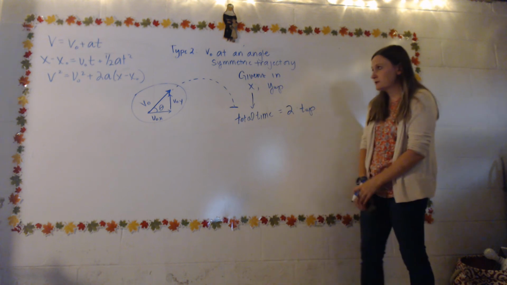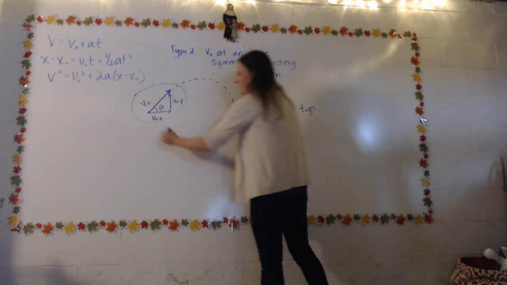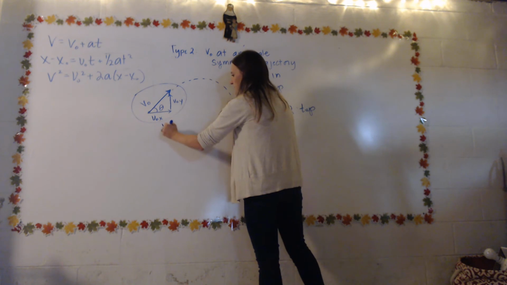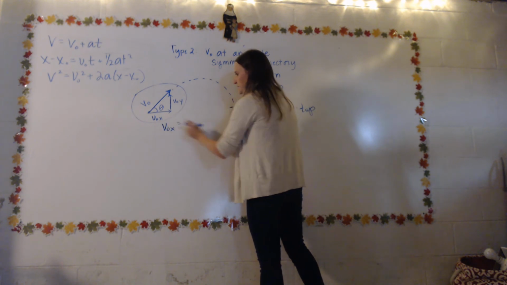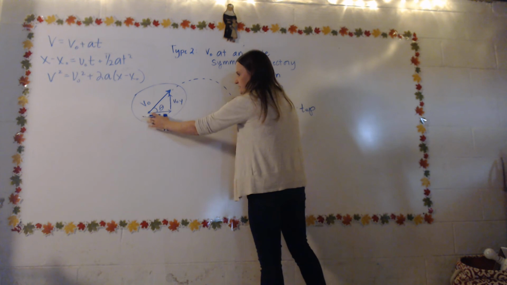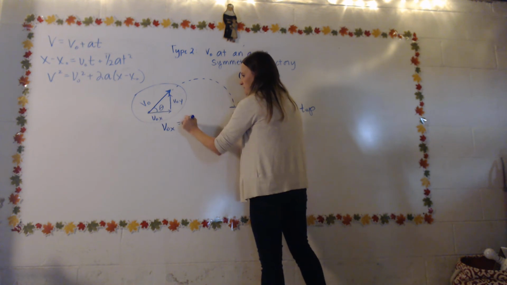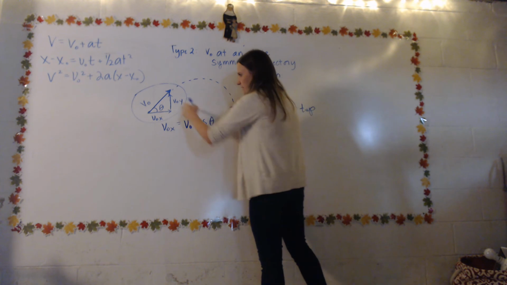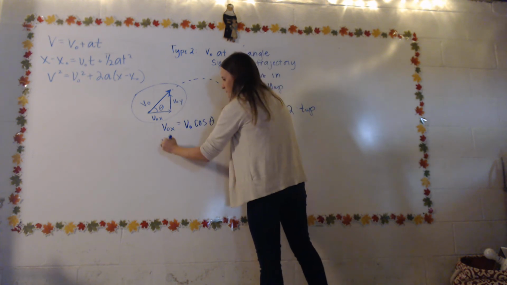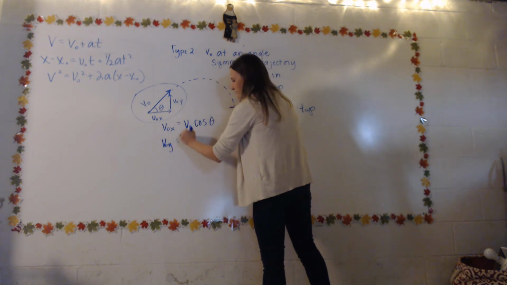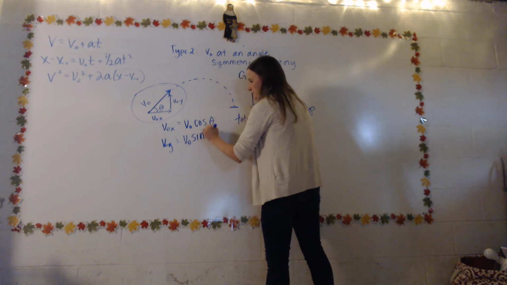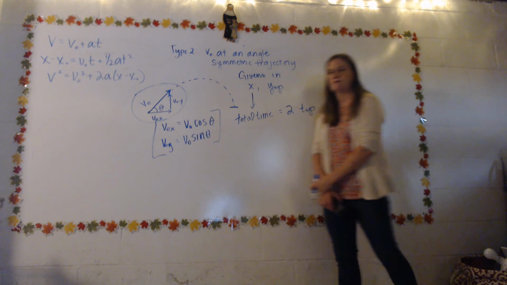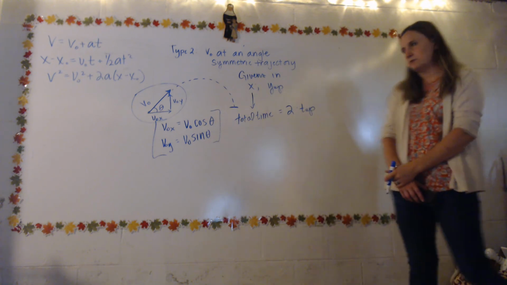To find those components, we use sines and cosines. We're going to use the method that we were using in the beginning of the chapter. So x is adjacent to this angle, so v naught x is going to be equal to v naught times the cosine of theta. And y is opposite, so v naught y is equal to v naught times the sine of theta. And this is true for all type 2 and type 3 problems. I'm going to repeat it for type 3, but type 2 and type 3 problems.